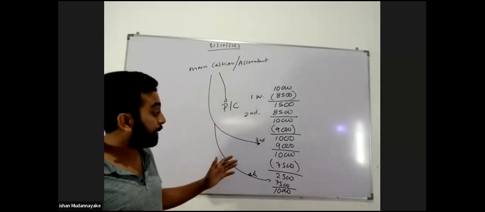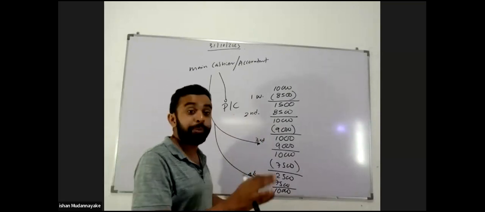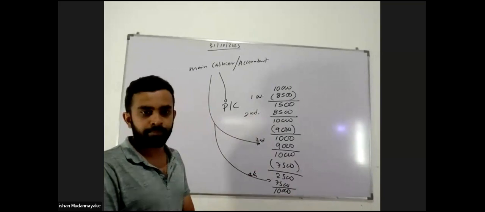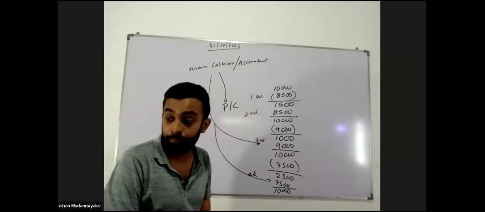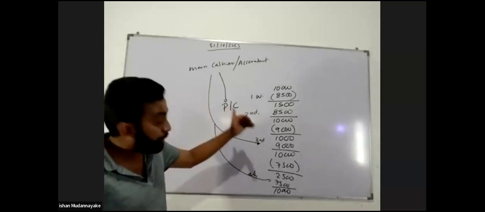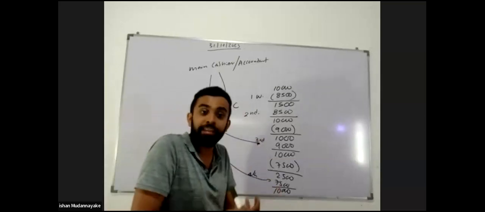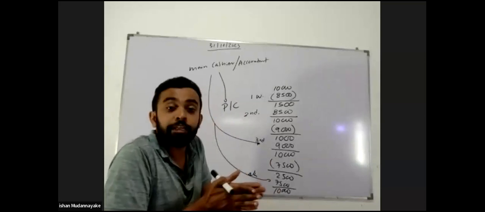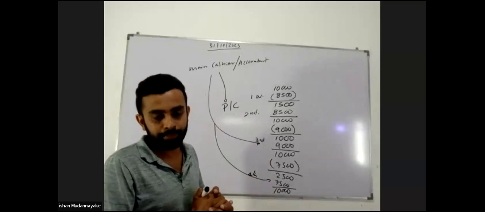Now this is how a petty cash system is implemented in a business organization. The main cashier provides a specific amount to the petty cashier, and then we spend that amount within the given time period.